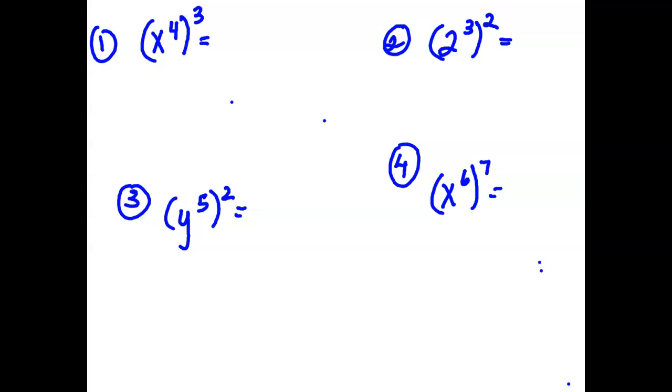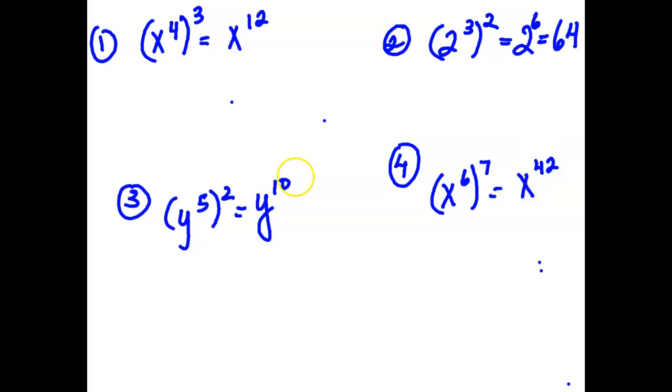Okay, pause the video right here and then go ahead and try these. All right, so welcome back. This would be x to the 12th power. 4 times 3 is 12. This one you'd have to take 2 as your base, and 2 would be to the 6th power because 3 times 2 is 6, and 2 to the 6th would be 64. Okay, and then your y would be to the 5 times 2, which would be your 10th power, and your x would be 6 times 7, which is 42. So there are your 4 answers.